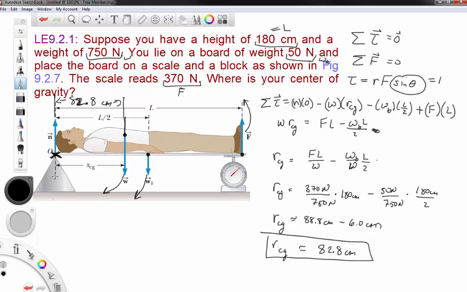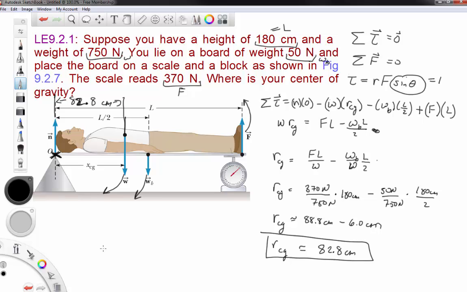Now granted, it's relatively easy to find what the force of this board is. For that matter, you could replace this fulcrum with another scale and get a scale reading here and a scale reading there. You would find that the two scale readings are different, and in fact we could at this point try to solve for what the scale reading would need to be here.